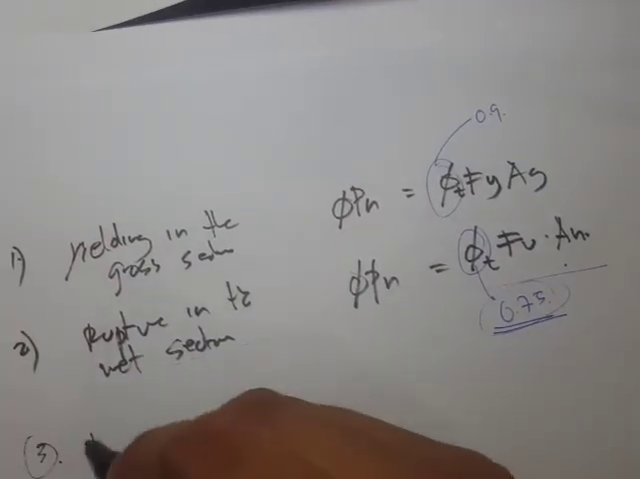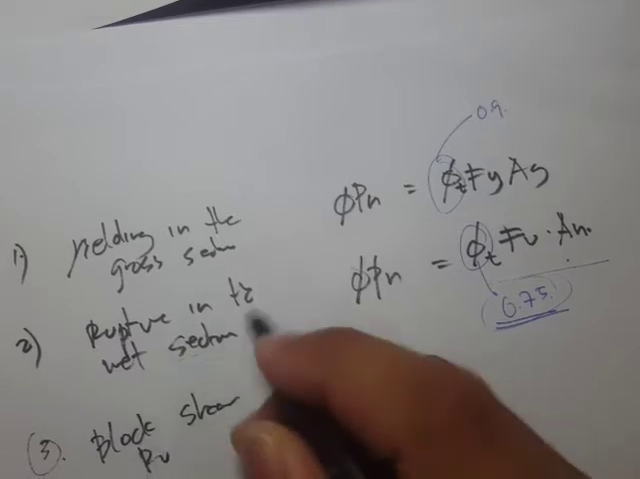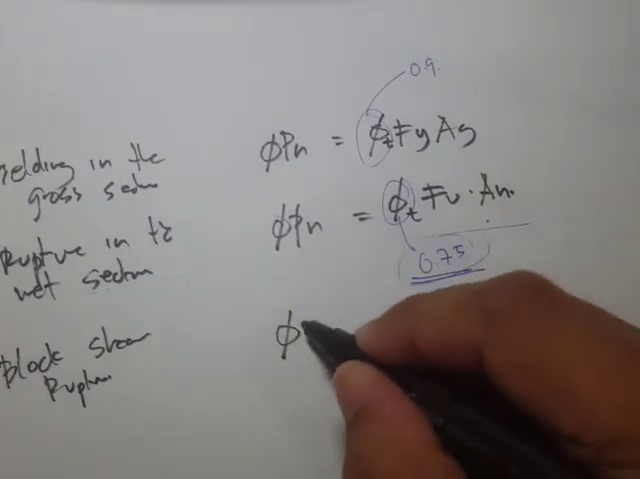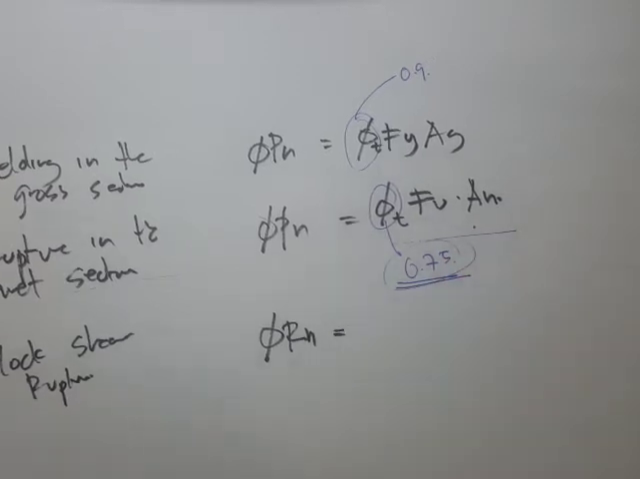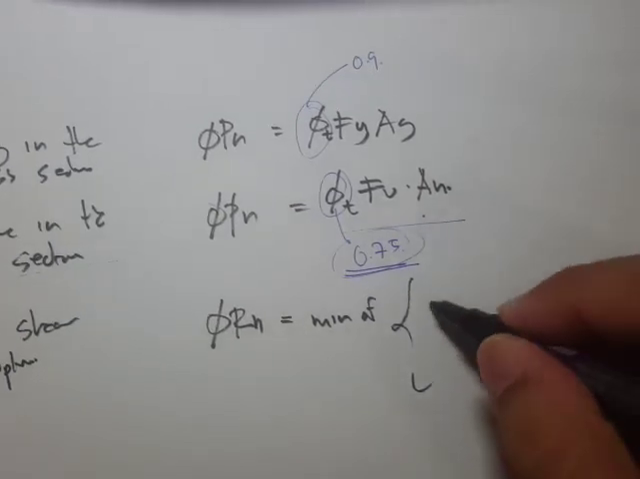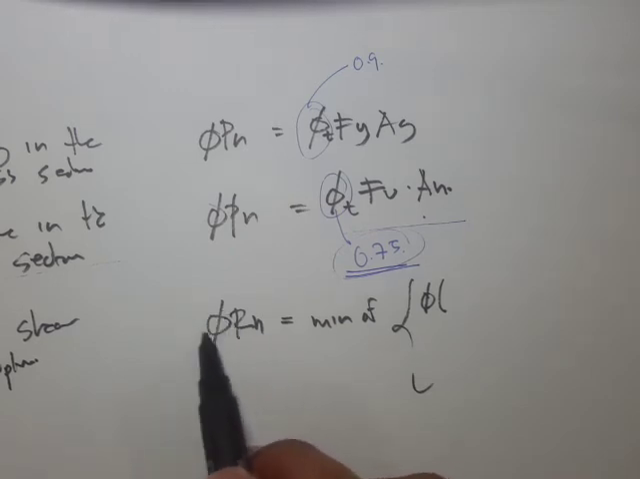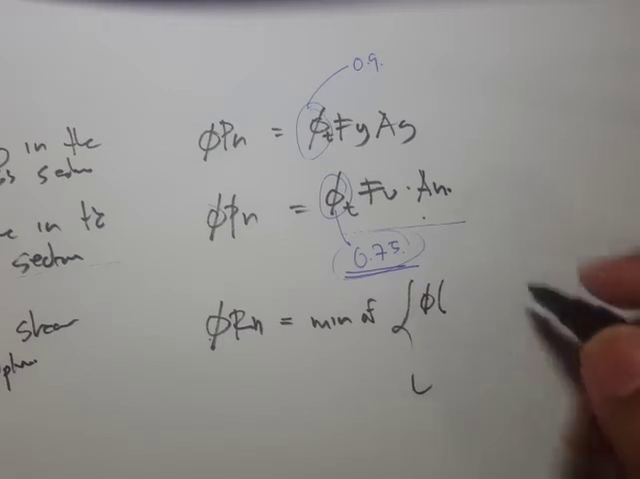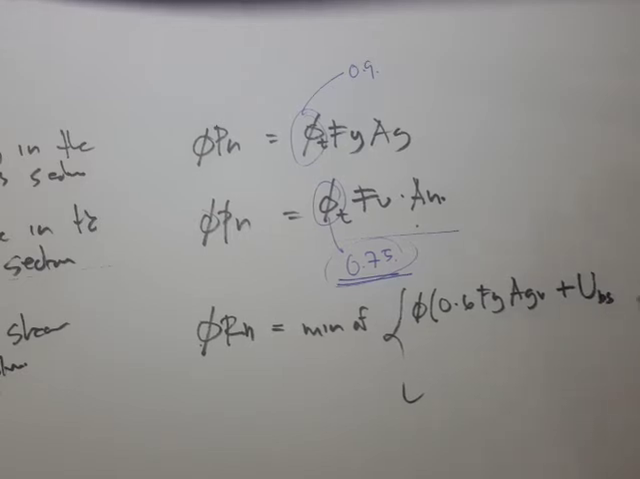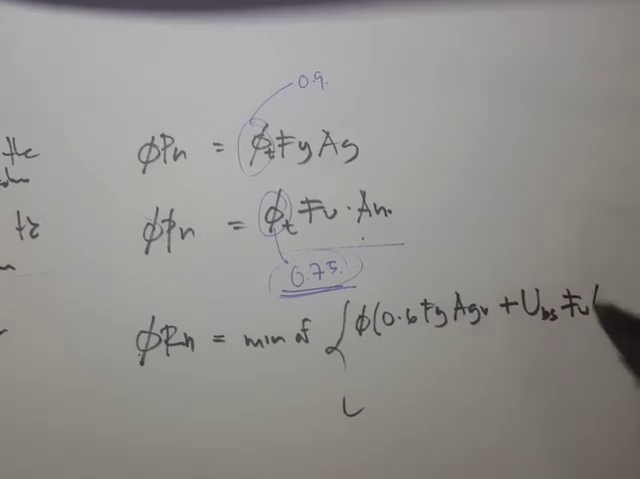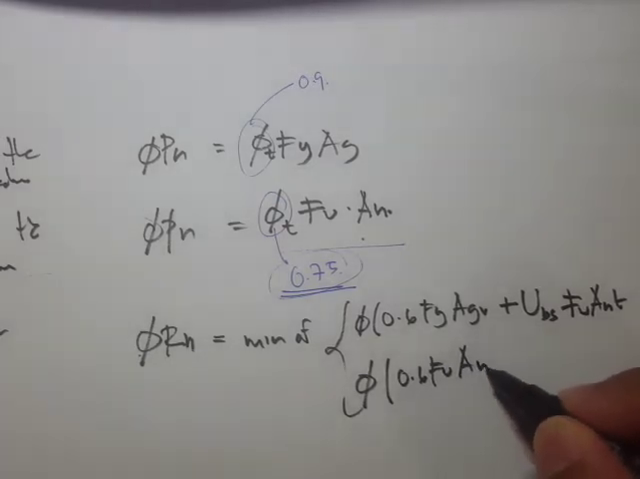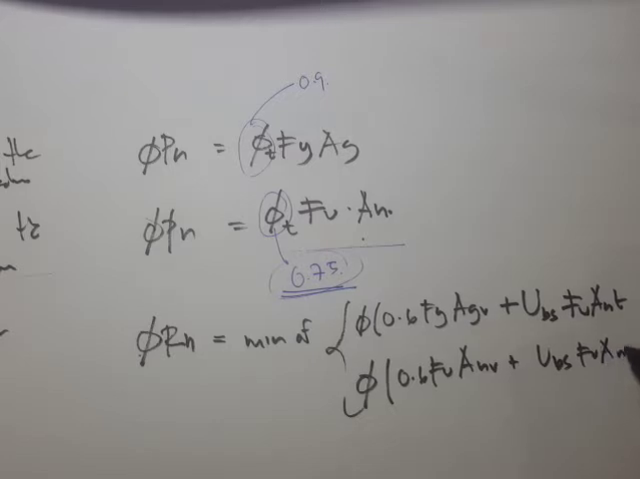And in the block shear rupture, the symbol used is R sub n, and it's going to be the minimum of the two conditions. Since this is the factored capacity, we have to apply the factor here. So 0.6 Fy Agv plus U times Fu times Ant. The other one is 0.6 Fu Anv plus U times Fu times Ant.